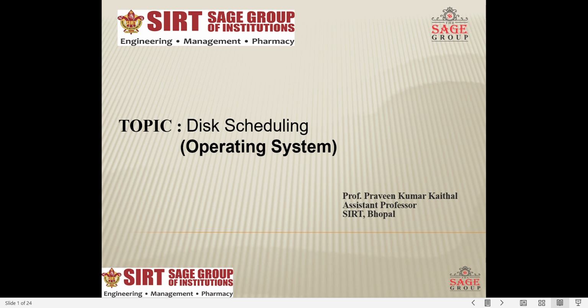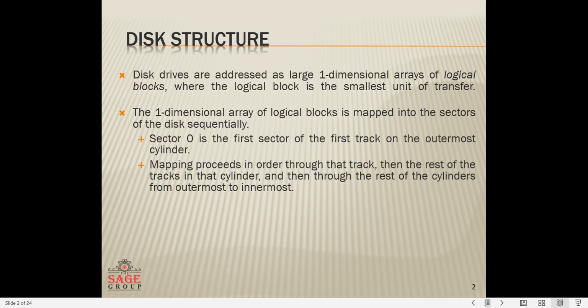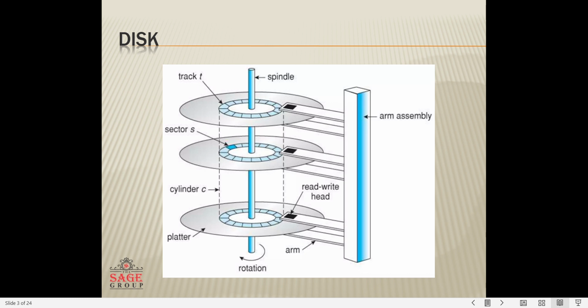First, we see the disk structure, in which disk drives are addressed as a large one-dimensional array of logical blocks, where logical blocks are represented as the smallest unit of transfer. The one-dimensional array of logical blocks is mapped into the sectors of the disk sequentially. So, sector 0 will be the first sector of the first track on the outermost cylinder. Mapping proceeds in order through the tracks. What are these? We'll move to the next slide and I'll explain.